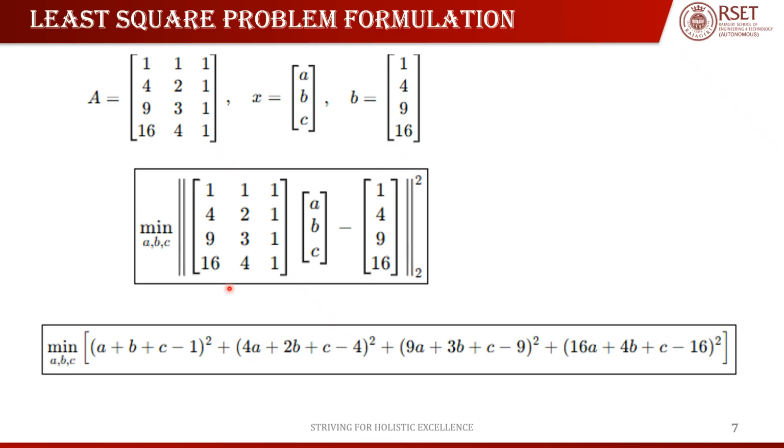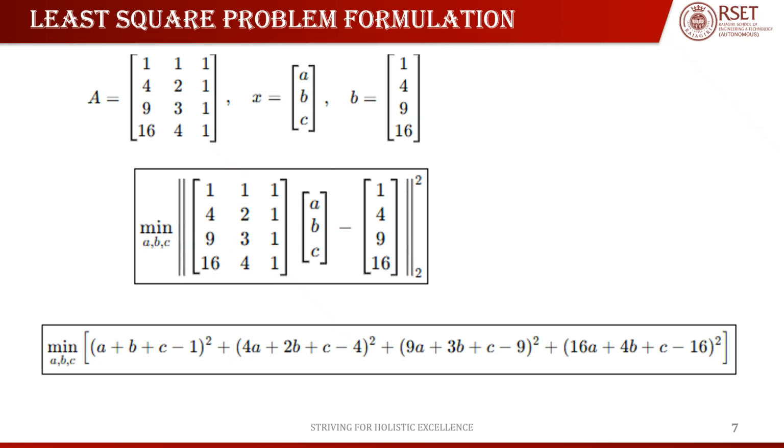And now we can find the norm square. You'll just take Ax minus b, and now what you do is a plus b plus c minus 1 the whole square, that is your first term. And you have 4a plus 2b plus c minus 4 the whole square as your second term. And your third term is 9a plus 3b plus c minus 9 the whole square. And you have 16a plus 4b plus c minus 16 the whole square. You will have to choose the minimum over a, b, c. Okay, so this is your formulation of least square for the given problem.